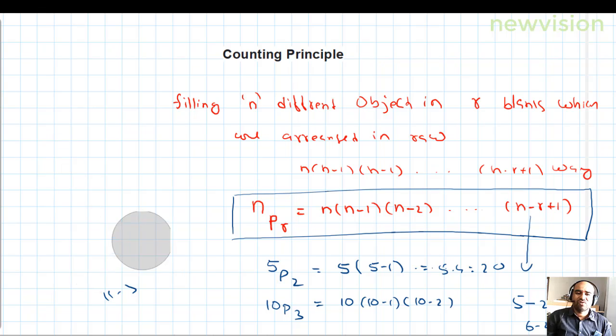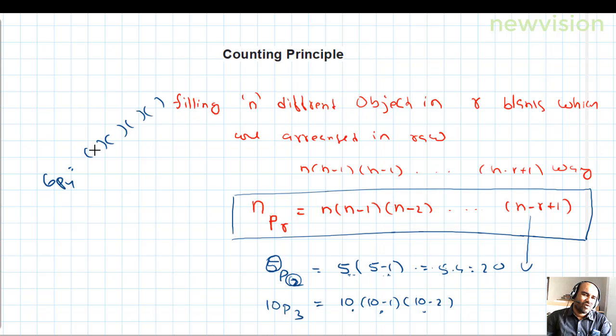Okay. So another way I can say, 5p2 means 5 into 5 minus 1, 2 times. So two brackets. 5p3, 3 brackets. First 10, after that 10 minus, 10 minus. Stop. For example, you want 6p4. 4 brackets. First bracket 6, 5, 4, 3. That's all. What is the value?